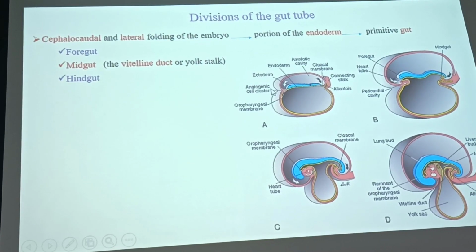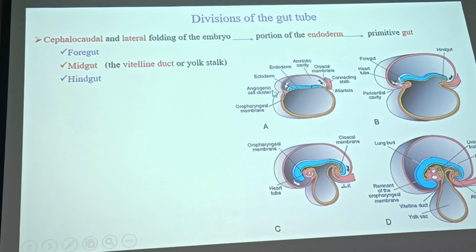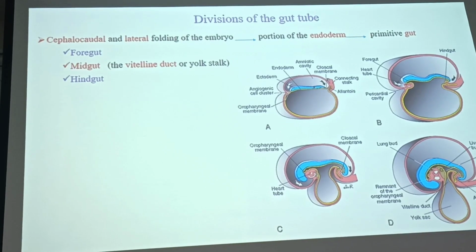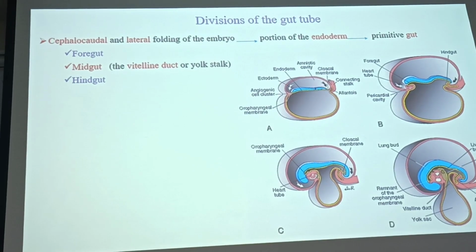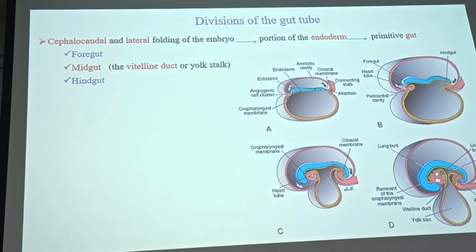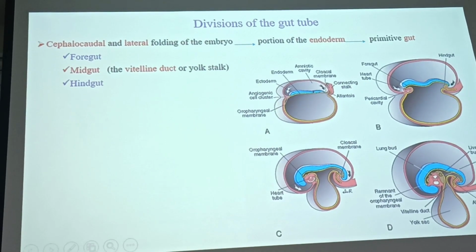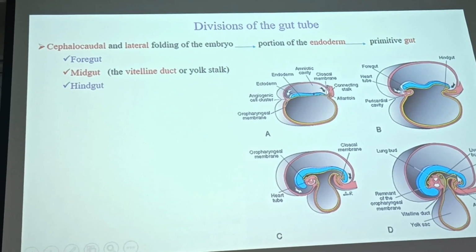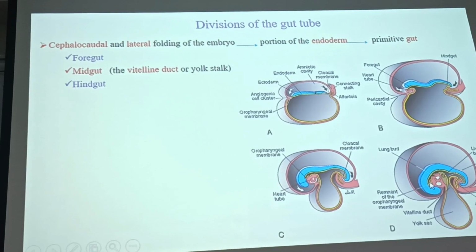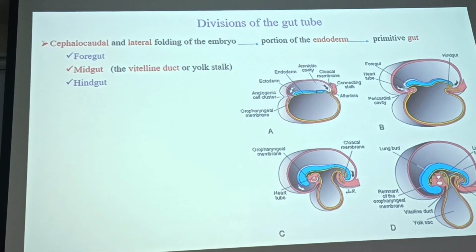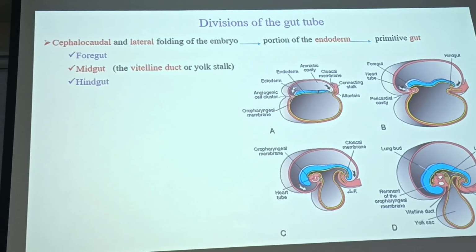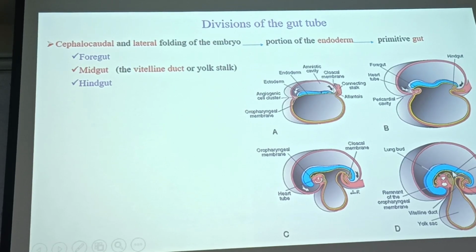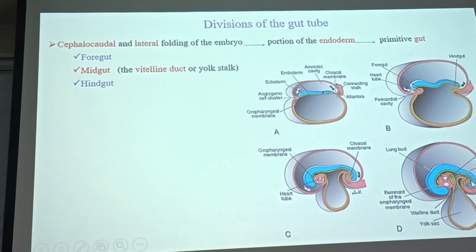After the cephalocaudal and lateral folding in the embryo, endoderm also folds and finally gives rise to the primitive gut. In this picture, you can see the primitive gut. The primitive gut, in fact, divides into three parts: foregut, midgut, and hindgut. In this picture, you can see foregut, midgut, and hindgut.